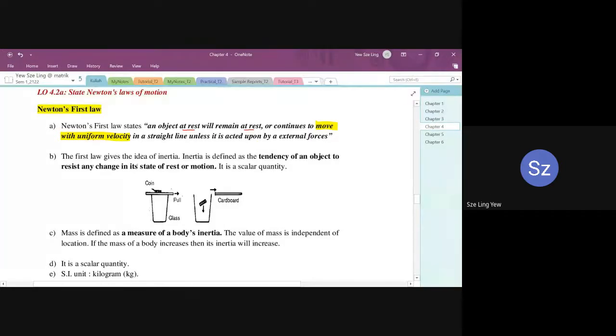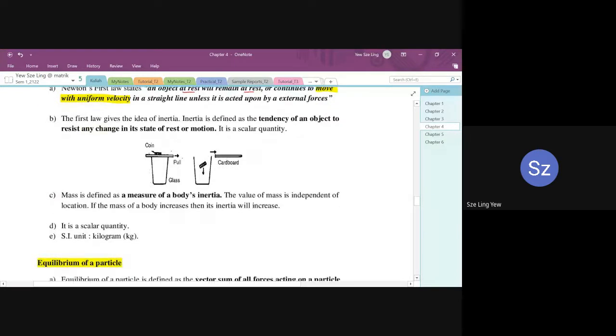So the first law gives the idea of inertia. Inertia means the tendency of an object to resist any changes in its state. For example, if you put a coin on top of a cardboard and then you put a glass here, when you pull the cardboard away from the glass quickly, if it is quick enough, the coin won't have time to react. So it will resist the change and therefore it will drop into the glass.